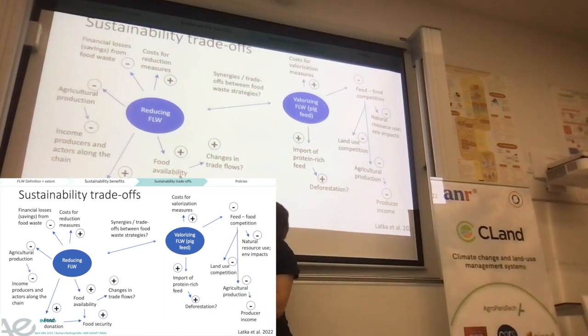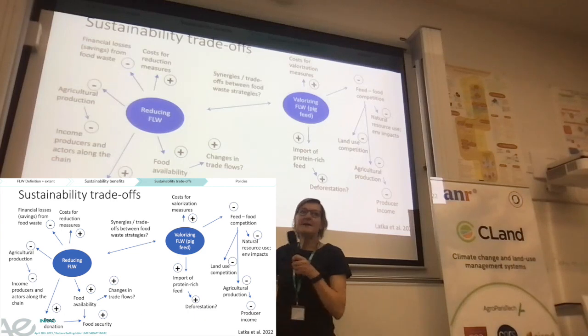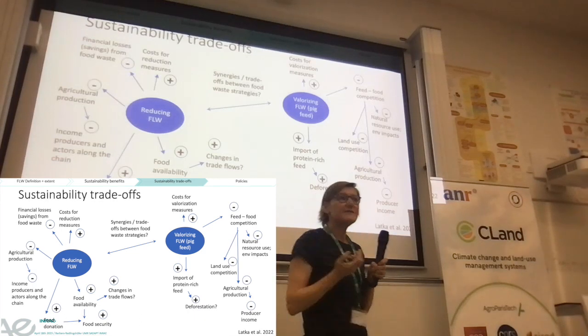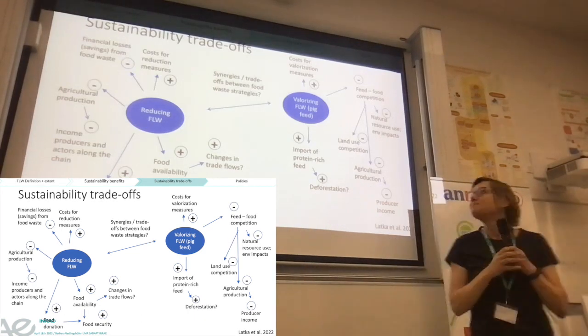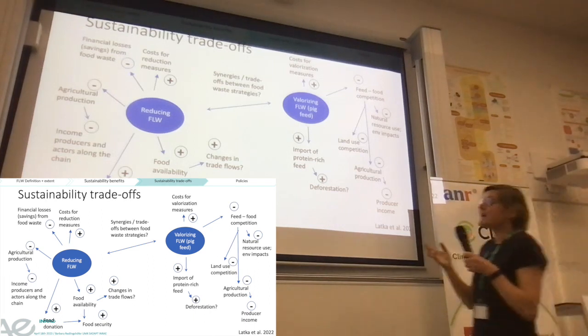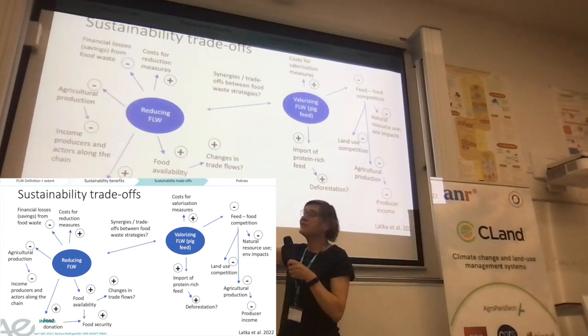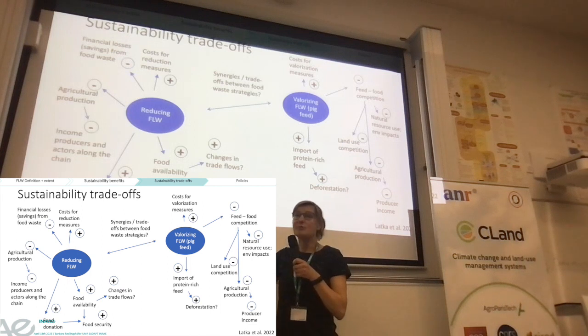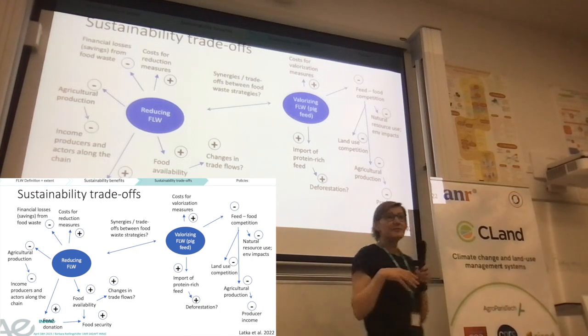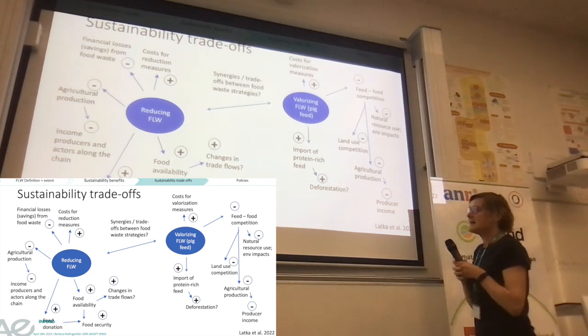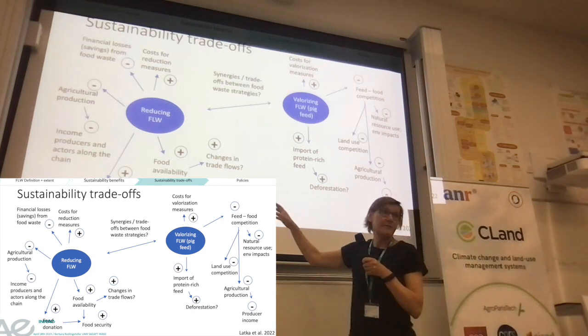But another pathway could be this one. Food availability could increase by reducing food loss and waste. We could say it might add and be beneficial for food security. I mean, we know that the discussion is more complex about food security, but this would be a positive outcome.